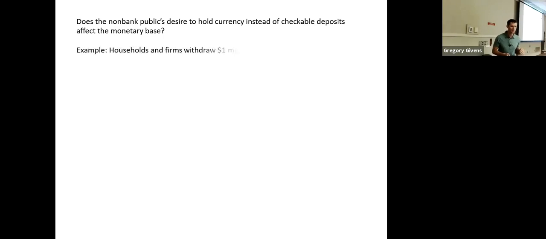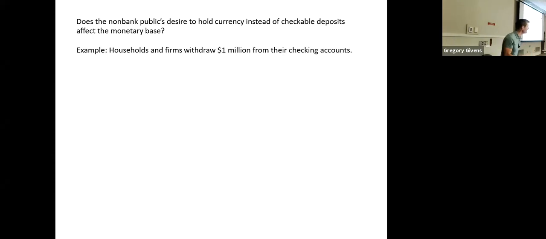In the last few minutes of class, I want to go through a numerical example that illustrates this point. Let's start from our previous example and add one additional element to it. Let's assume that now households and firms suddenly decide to withdraw $1 million from their checking account balances. Is that going to affect the Fed's ability to increase the monetary base by $1 million here?